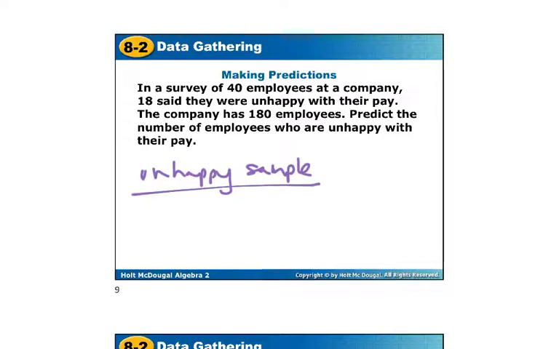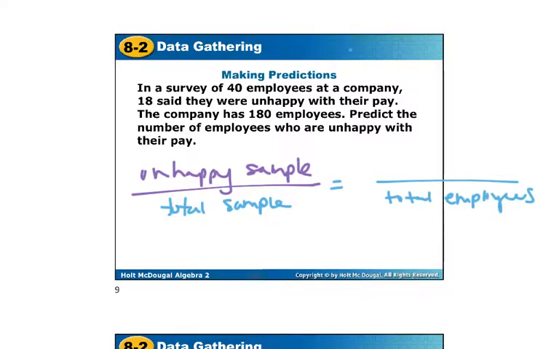And then we have the total sample. And then we're going to have the total employees. Notice those totals are on the bottom. But then on the top, I'm going to have the estimated unhappy employees. So how do we fill that in?